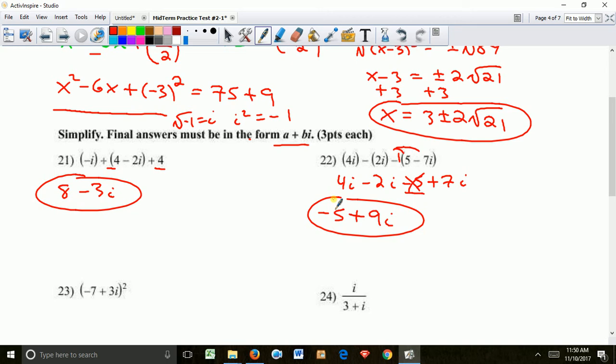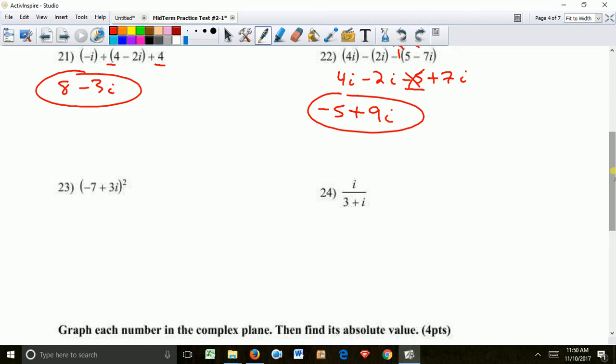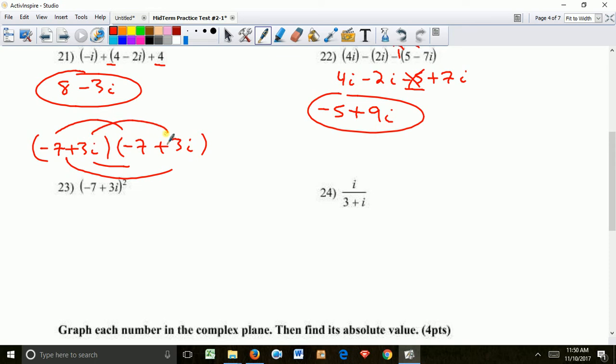Be very careful with 23. You have a binomial you are squaring. So in this case, just rewrite this negative 7 plus 3i as a quantity, and then negative 7 plus 3i as a quantity. And then go through and use the FOIL method. Take the first, outer, inner, and then last. Negative 7 times negative 7 is 49. Negative 7 times 3i is negative 21i. 3i times negative 7 is another negative 21i. And then 3i times 3i, in this case you're going to get a positive 3i squared.